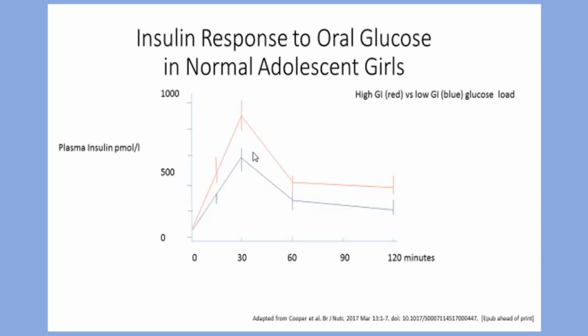Within 60 minutes, these levels start dropping down and then continue to drop down over the course of the next 60 minutes. So in a 2-hour time period, you see the maximum rise in circulating levels of insulin within 30 minutes, and then a gradual decline, recognizing the higher the glycemic index, the higher is the rise in circulating insulin levels, even in normal individuals. And interestingly, these investigators showed that insulin response to the same amount of glucose consumption is higher in adolescent girls compared to adolescent boys. So there is a gender disparity in terms of the response.